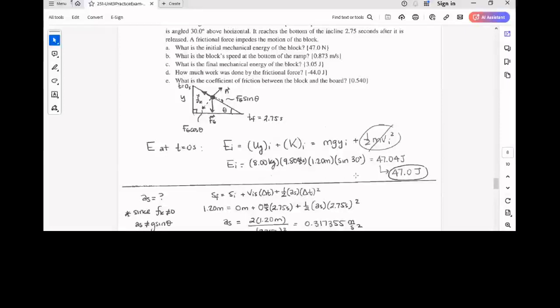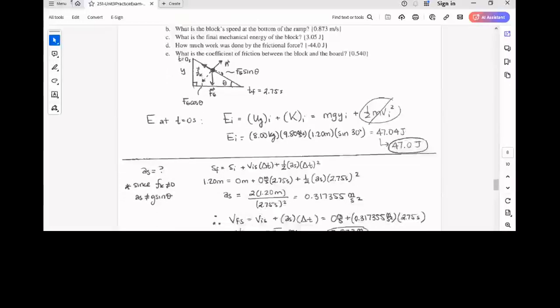I can figure that out because I know the ramp has a length, like the hypotenuse has a length, of 1.20 meters. So I can take that hypotenuse times the sine of 30. That's got to tell me what this y component here is. And that works out to 47 joules of mechanical energy.